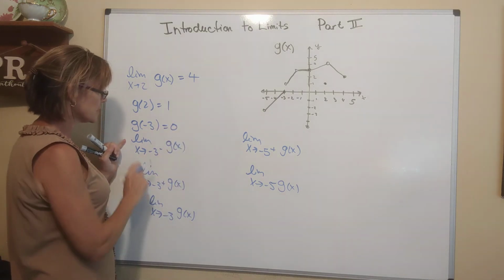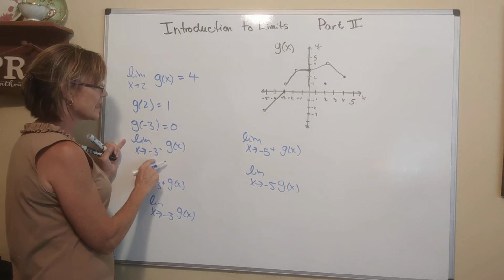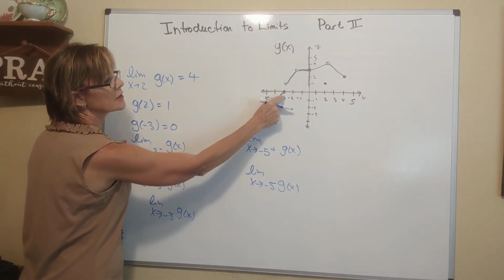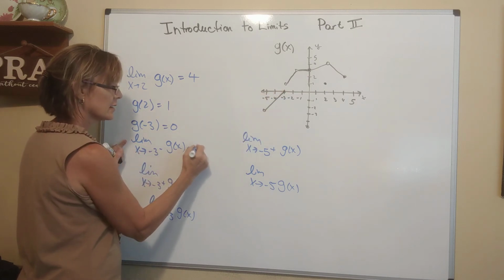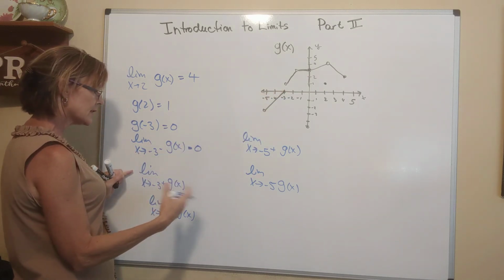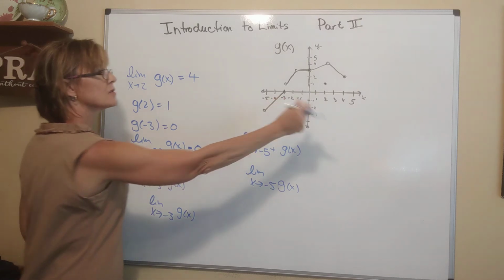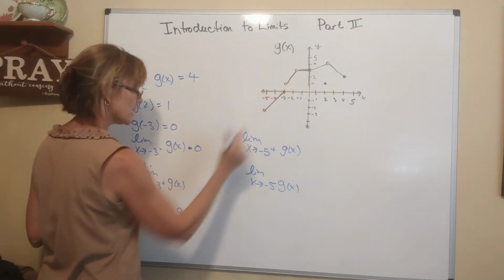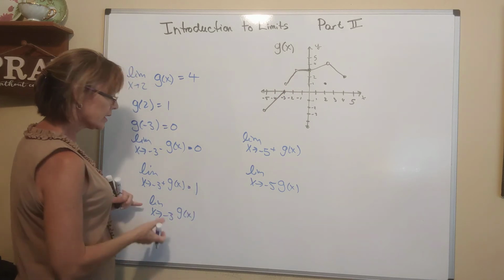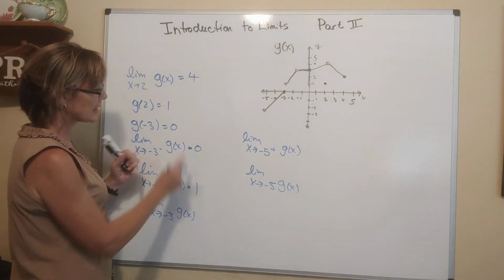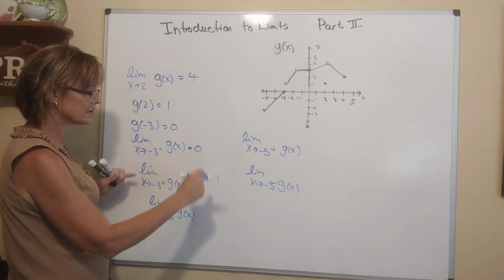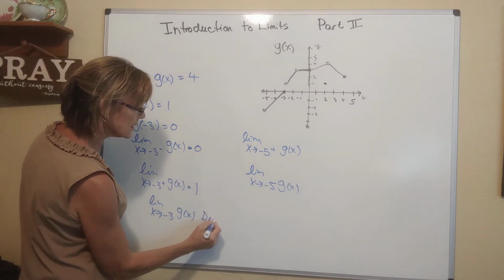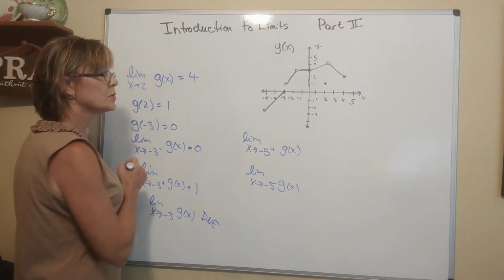Let's answer these questions. What is the limit as x goes to -3 from the left? As I'm creeping up here from the left, it looks like it's approaching this value, 0. What is the limit as x approaches -3 from the right? If I'm on the right side, I'm creeping up on it this way, and it's up here at y equals 1. What is the limit as x goes to -3? This side said 0, this side said 1, but those do not agree, so this means does not exist. That's what you put there.